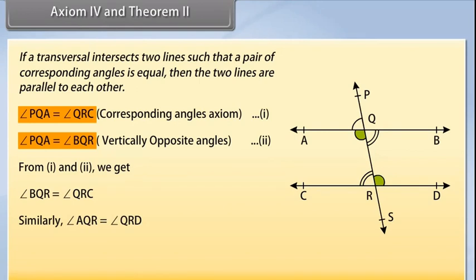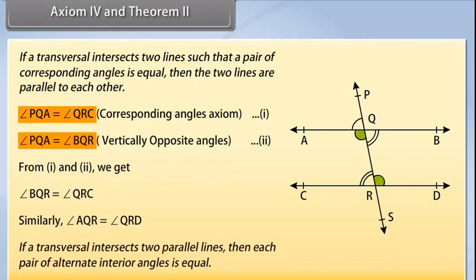This result can be stated as a theorem, which is, if a transversal intersects two parallel lines, then each pair of alternate interior angles is equal.